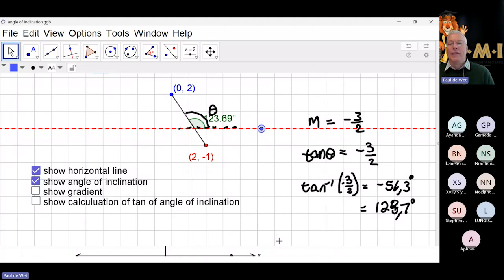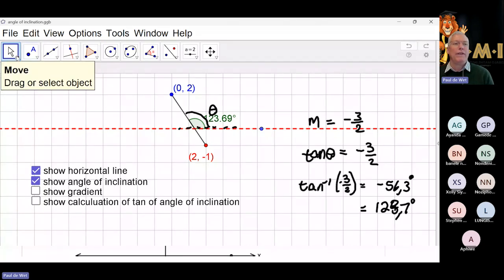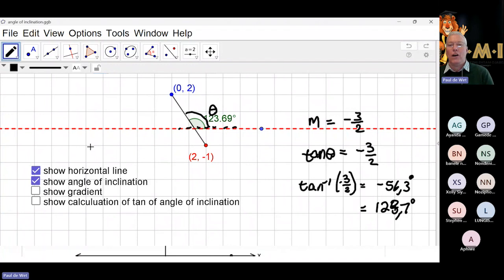Okay, guys, I actually do it slightly differently. I don't put this negative into the calculator. So in other words, I would say just arctan of 3/2, and then I would get 56.3, and then I would say to myself, I want an angle in the second quadrant for tan to be negative, and I would go 180 minus 56.3, and I would get exactly the same answer.